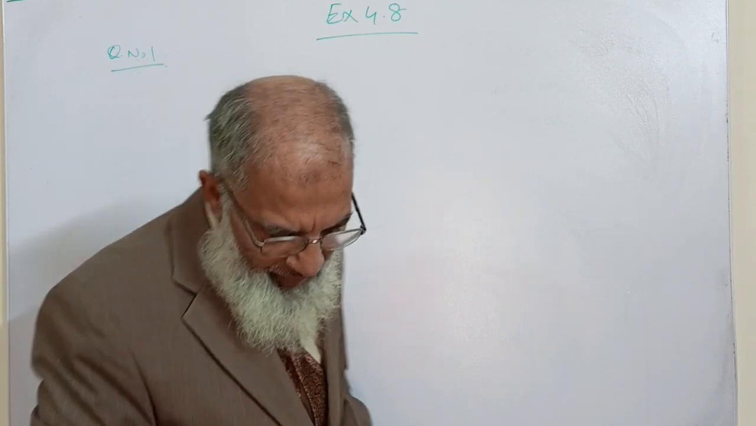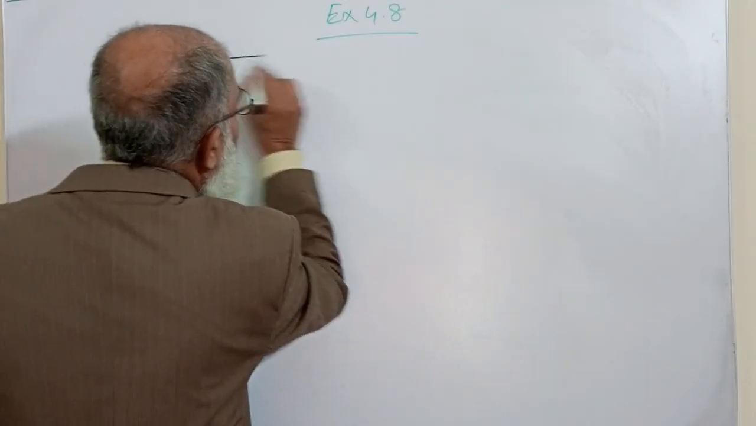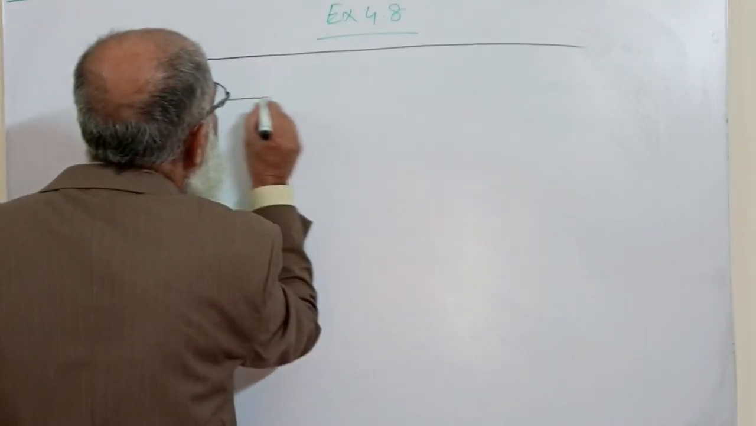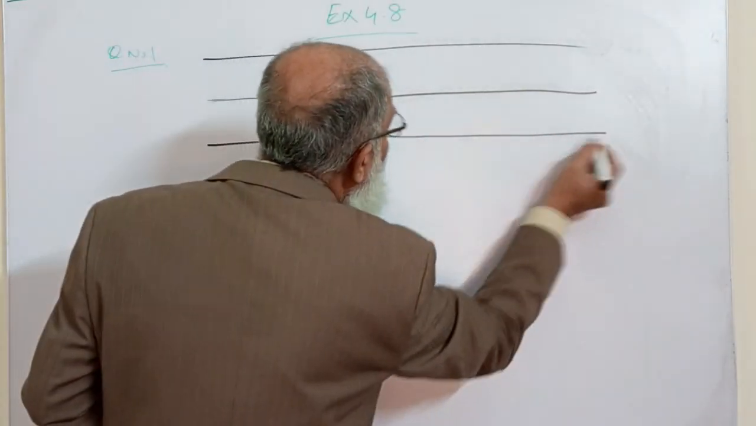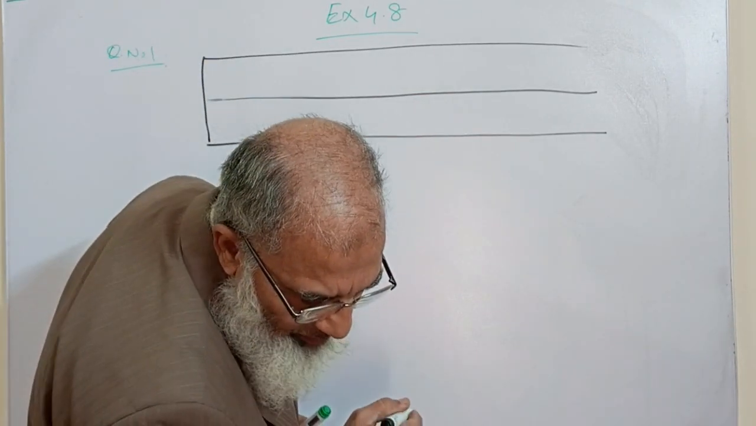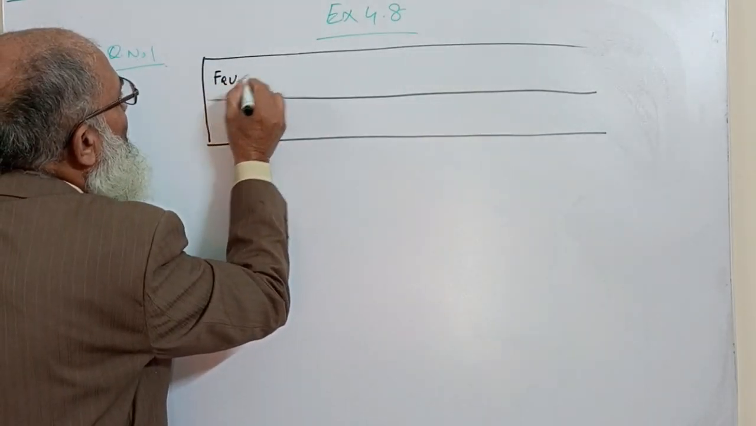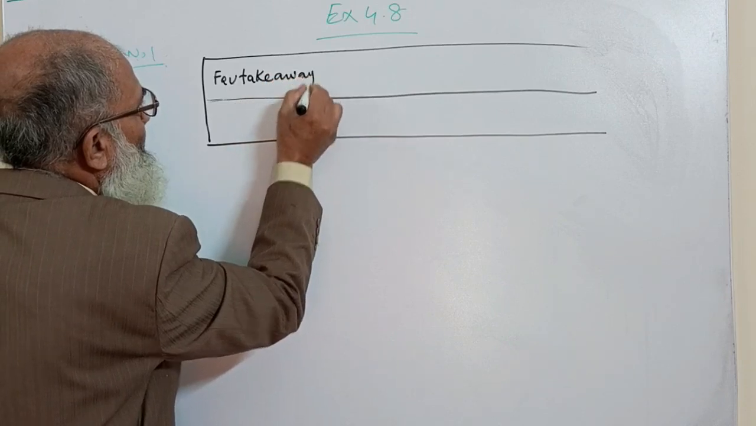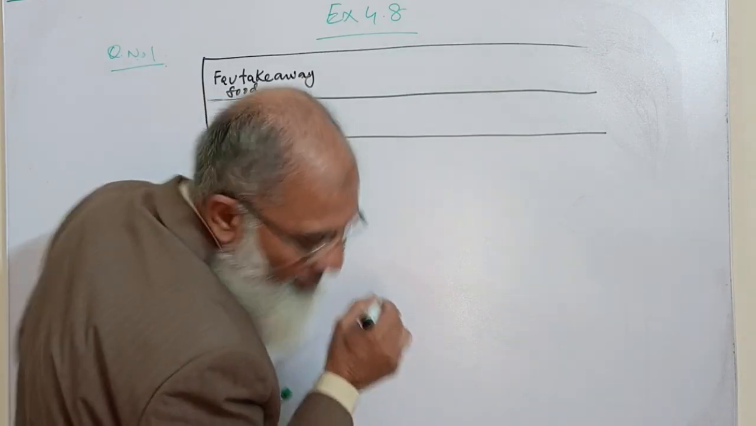Now let me draw it freehand so that time is being saved. If I draw it very neatly and precisely, I'll waste much of the time. Favorite takeaway food and number of people.